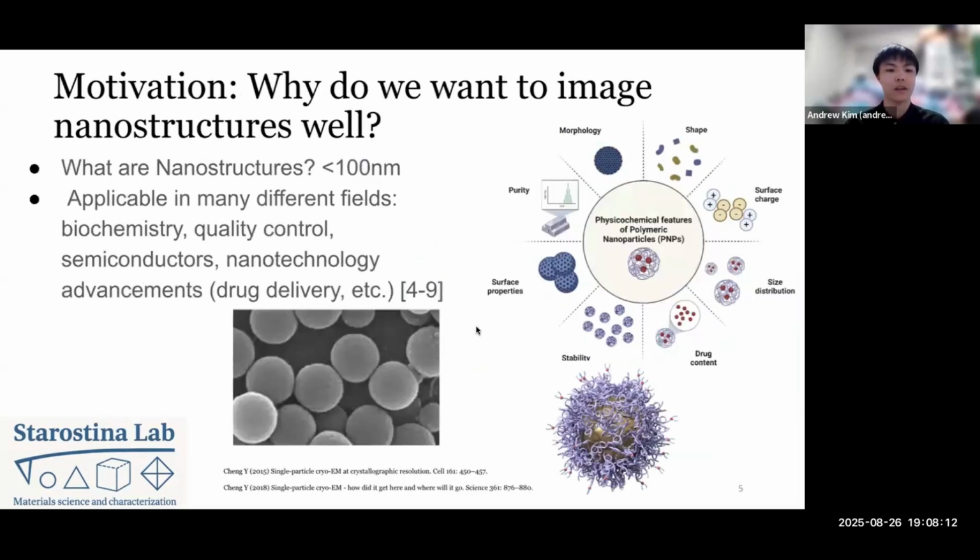What are nanostructures? Nanostructures are less than 100 nanometers, have unique properties, and are useful in medicine, electronics, and material science. What's our motivation? Why do we want to image nanostructures well? Our motivation is the applications nanostructures can have for many different fields, from biochemistry, quality control, semiconductors, and nanotechnology advancement with drug delivery. The imaging of nanostructures can help reveal important properties for many different applications.